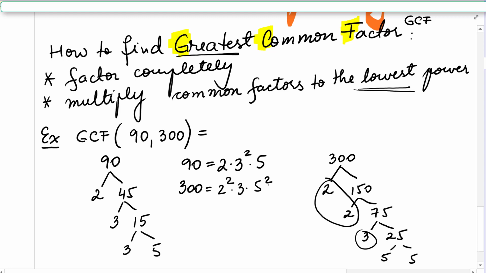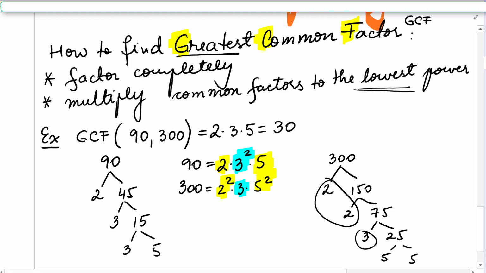So based on the process of getting the greatest common factor, between 2 and 2 to the second, we're going to copy 2. Between 3 to the second and 3, we're going to copy 3. And between 5 and 5 to the second, we're going to copy 5. So when we multiply 6 times 5, 30. 30 is the greatest common factor.